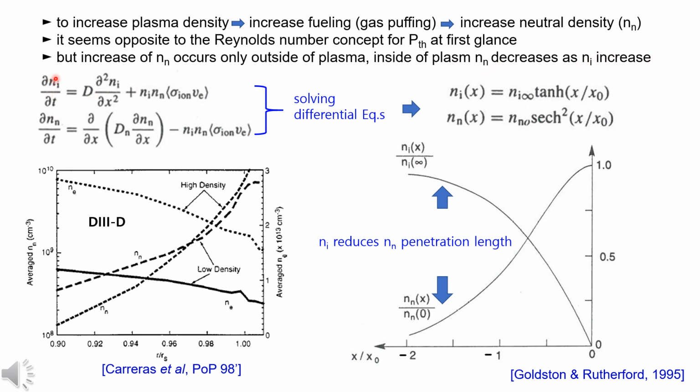The governing equations of plasma and neutrals have a common term of ionization as a source for one and a sink for the other. So these coupled differential equations have solutions as hyperbolic functions, as introduced in a textbook. As plasma increases, neutrals decrease since the penetration length is reduced. These analytic solutions were experimentally confirmed at the DIII-D tokamak: here, low plasma density with high neutral density, and high plasma density with low neutral density.